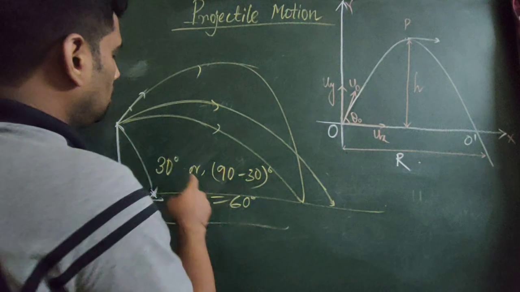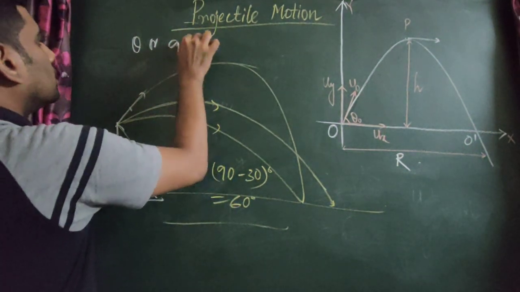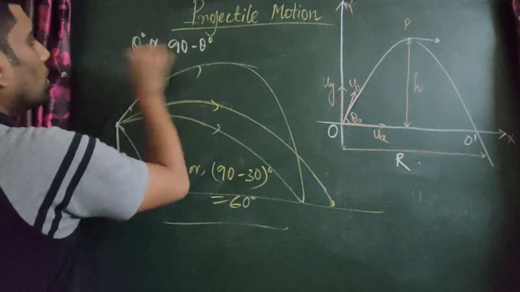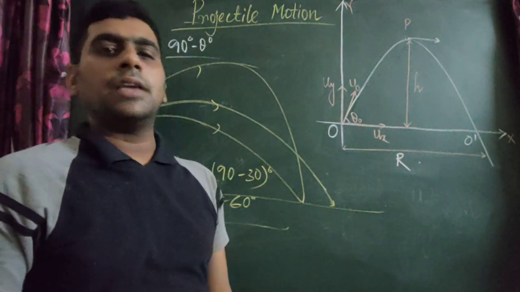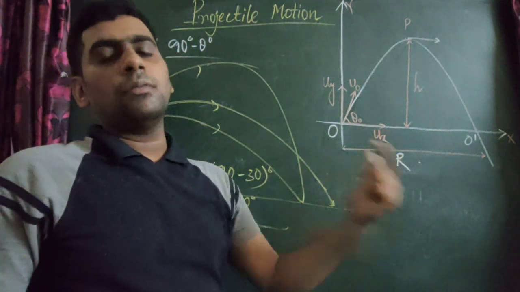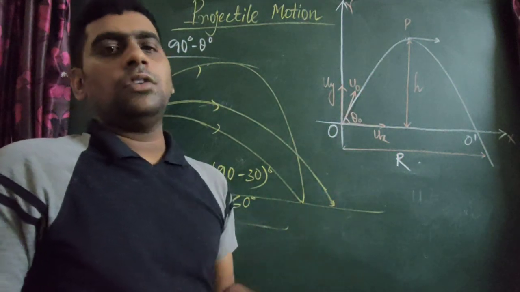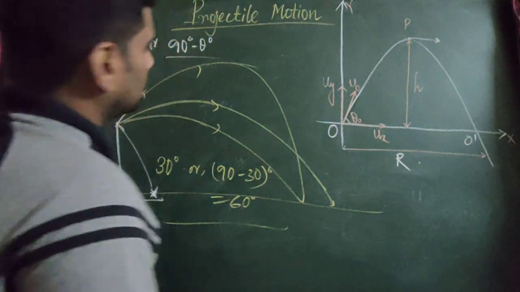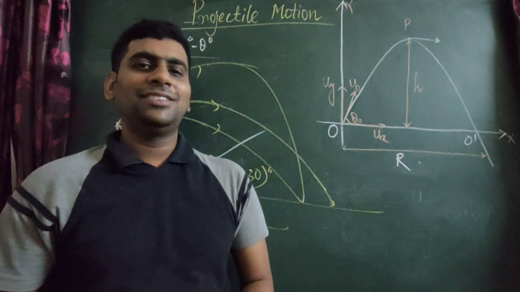But remember here, whether it is theta or 90 minus theta, the horizontal ranges are the same. Only when the angle is more, it will take more time to come to the ground. It will be more time in the air. Rest are the same. So this is it for projectile motion. Thank you.